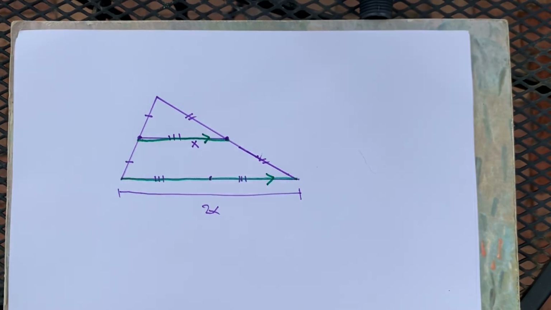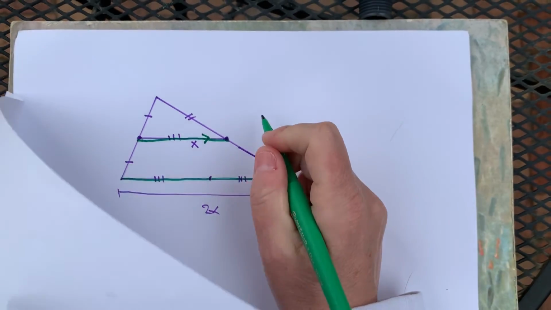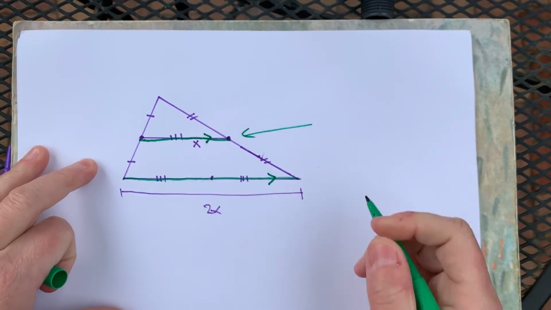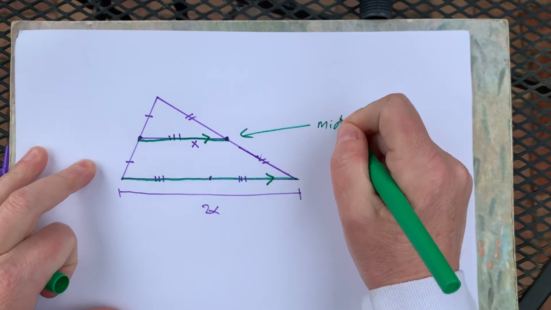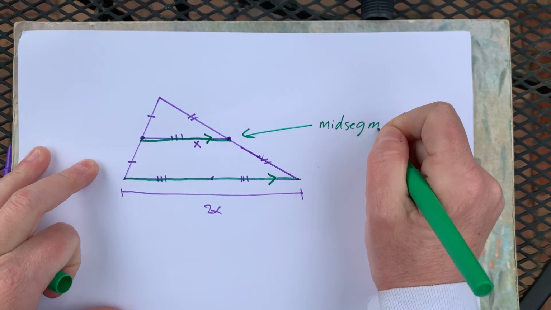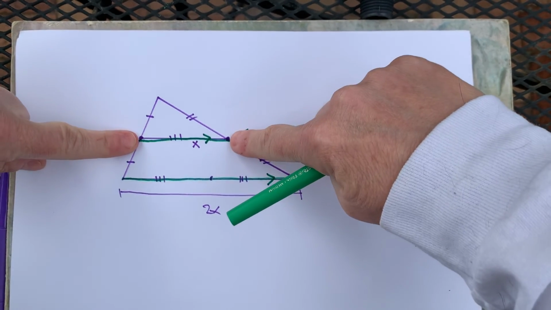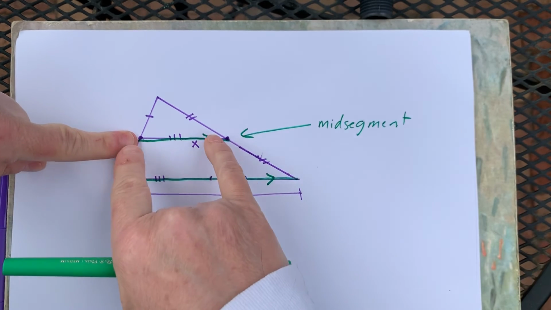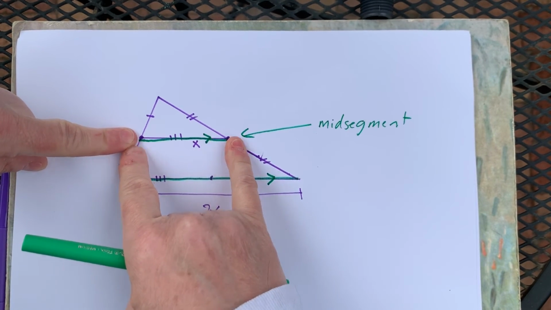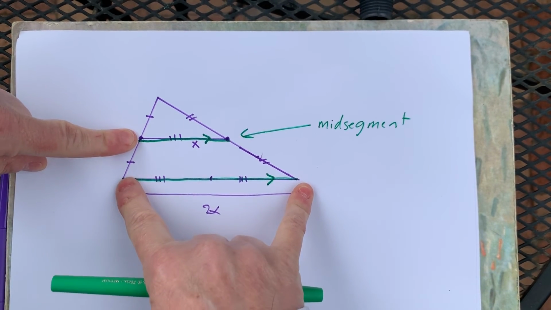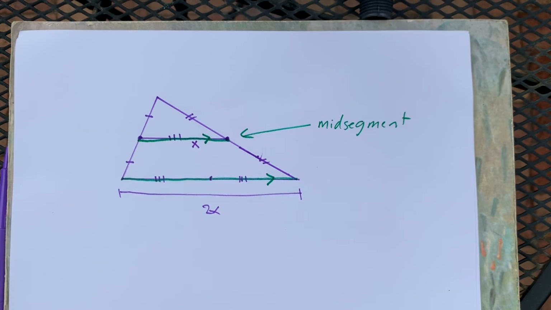All right, this line right there is called the mid-segment. The mid-segment is created by connecting the midpoints of two sides. The mid-segment is half the length of the third side and parallel to the third side.